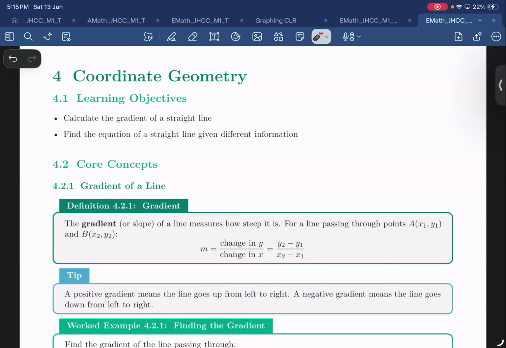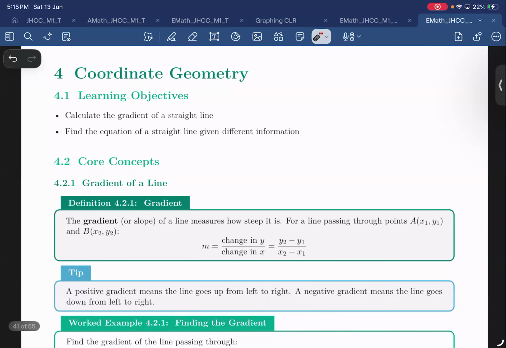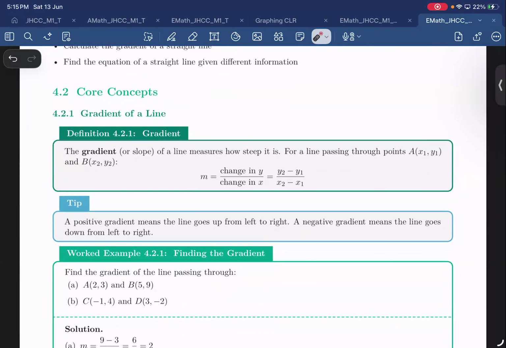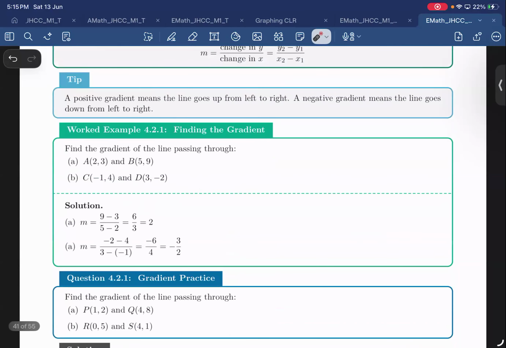Calculating gradient, the gradient is usually denoted by m. It's very important to know how to calculate a gradient given 2 points. Positive gradient means as your x increases, your y increases. Negative gradient means as your x increases, your y decreases. So calculating a gradient is really quite straightforward.